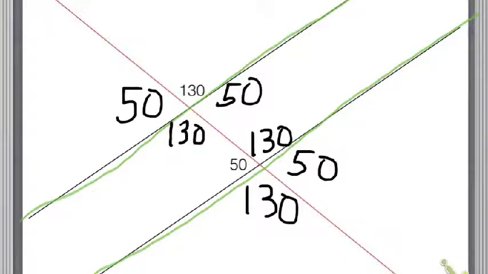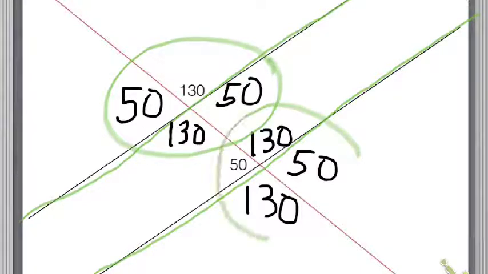Now everybody, as we look at these four angles that are created, what that is telling me is I have the same angles in the same places. Right here and right here. So what does that tell me? That tells me that the two black lines are parallel.